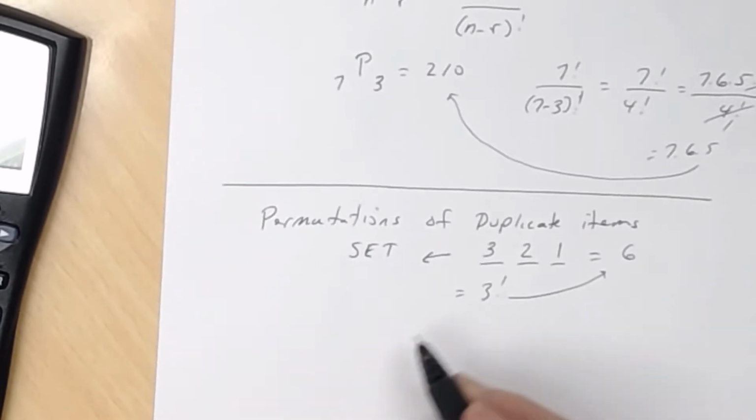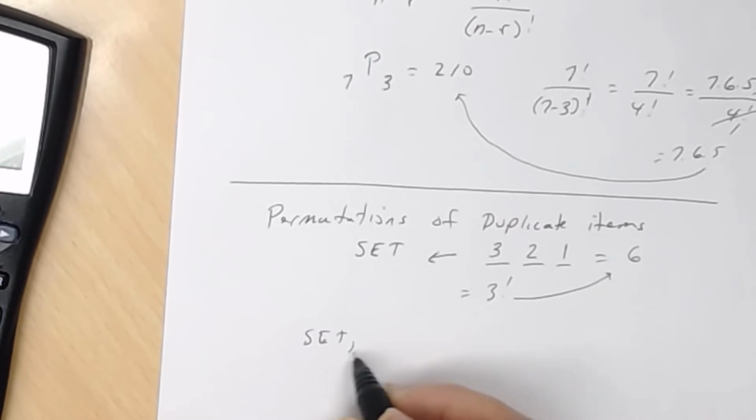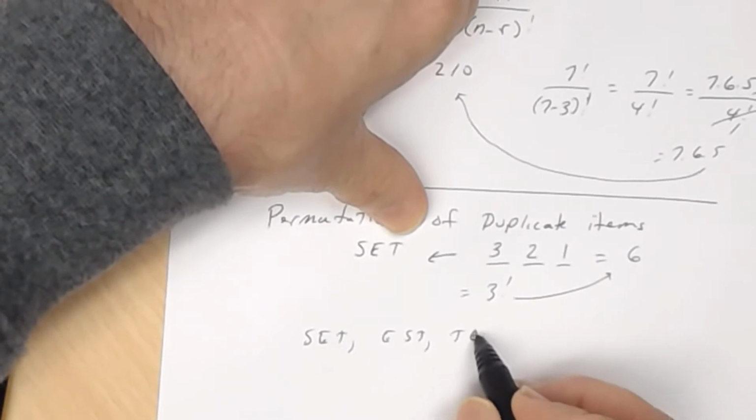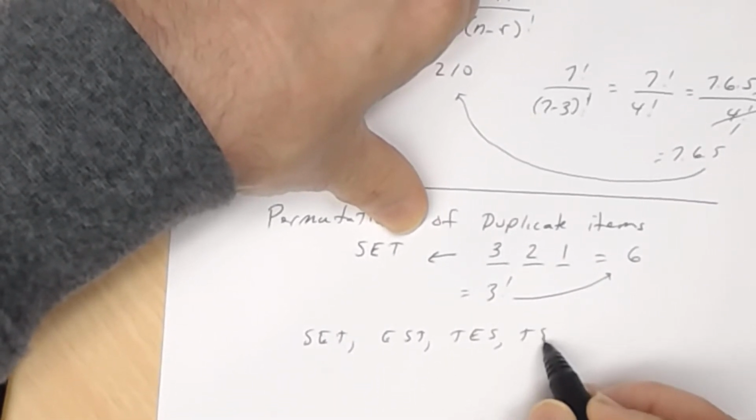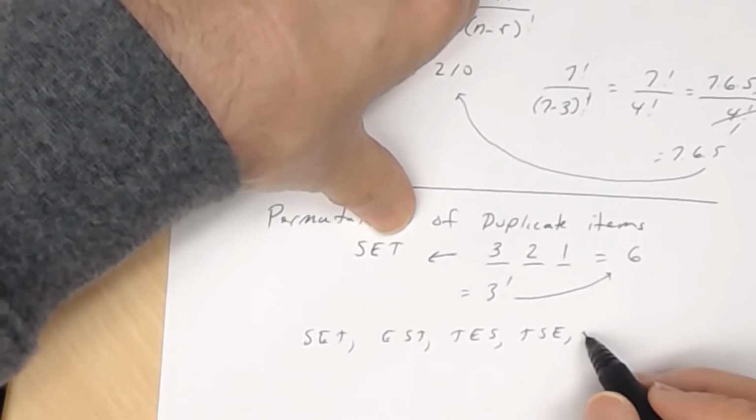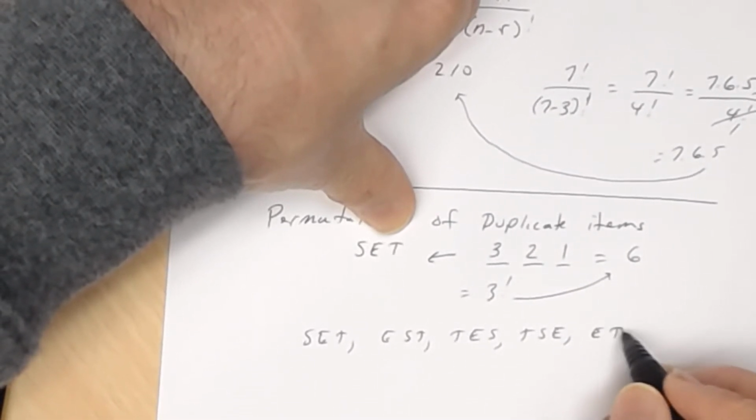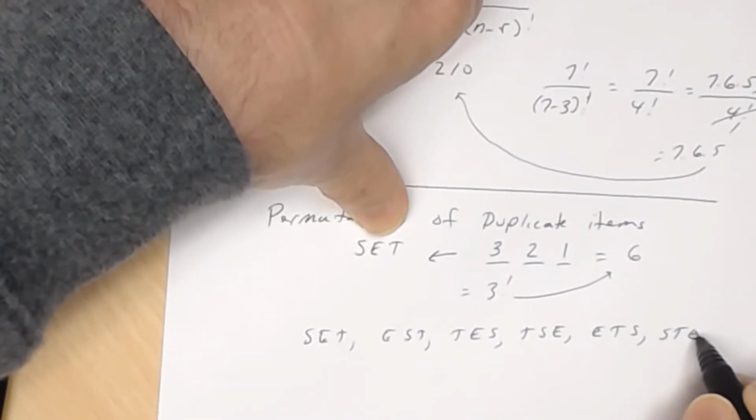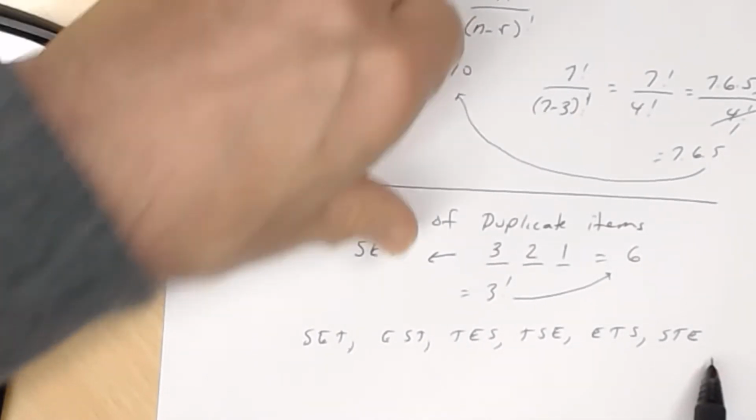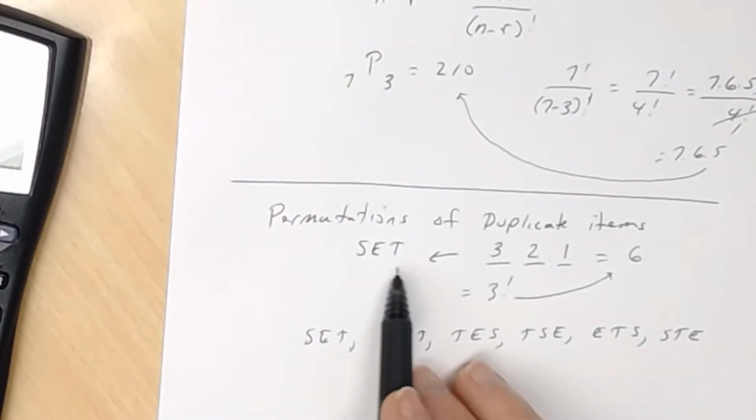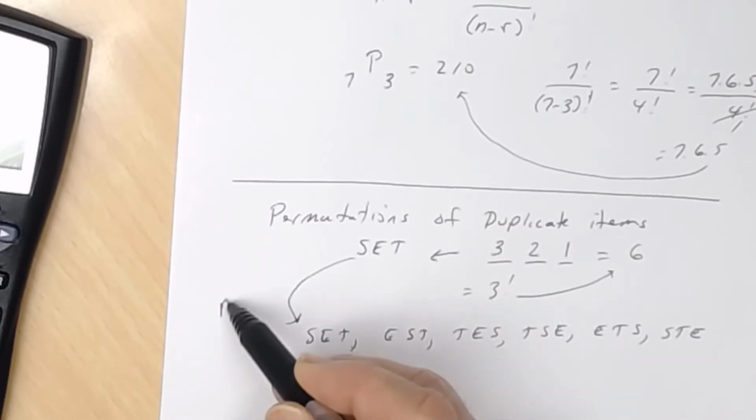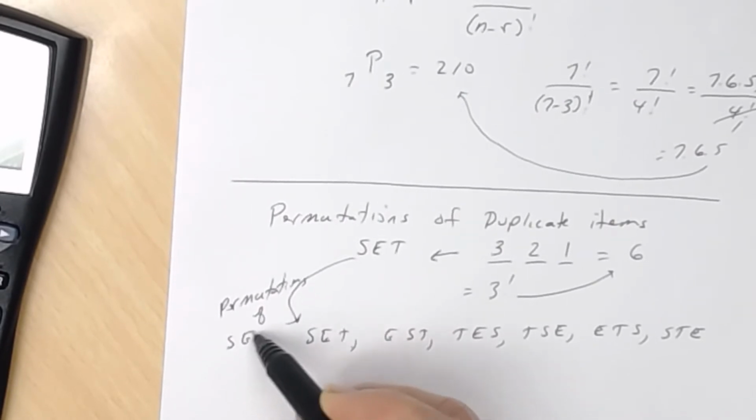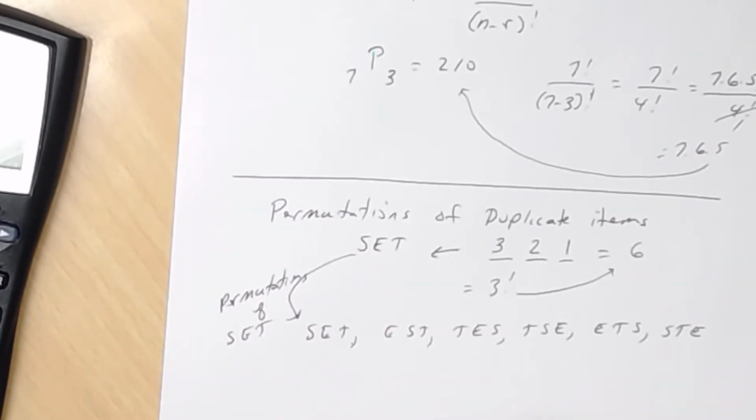All right, y'all agree with that? Okay, we can actually find them. SET, then I can say EST, then I can say TES, then I can say TSE, then another would be ETS and STE. And I think I got all of them. 1, 2, 3, 4, 5, 6. All right, so those are the 6. Okay, so these are the permutations of the letters in the word set. Okay.